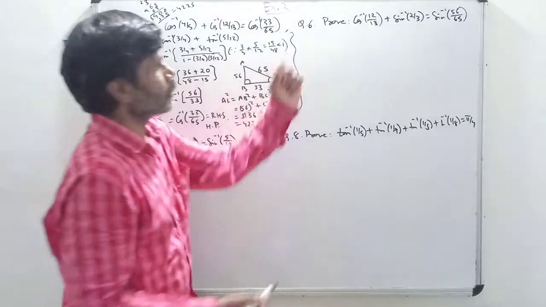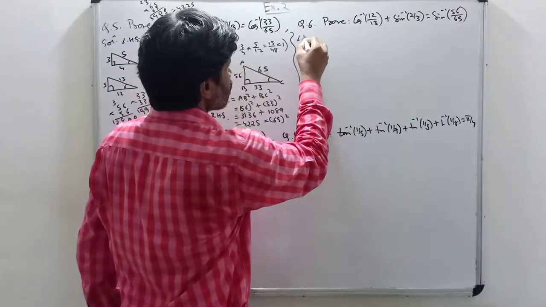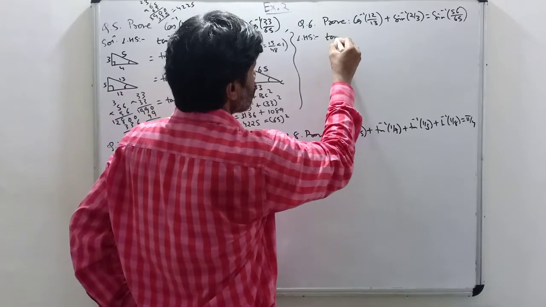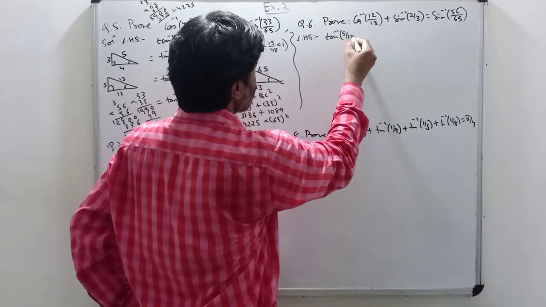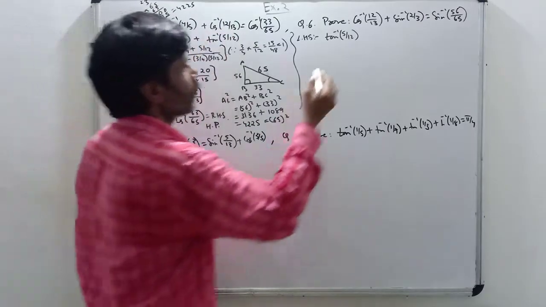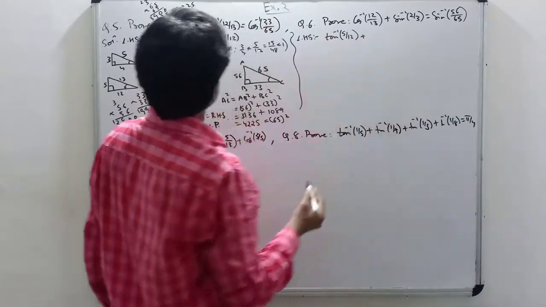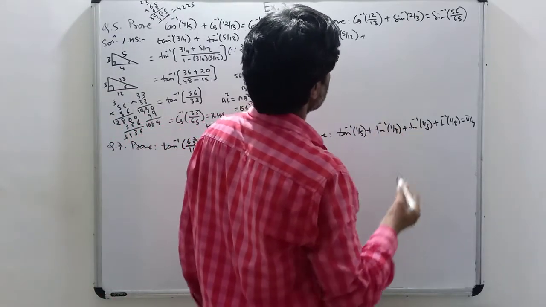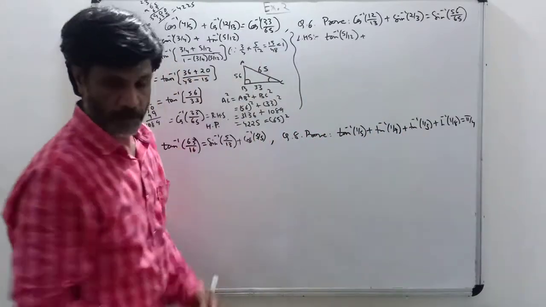Now coming to question number 2. Again I am starting with LHS. Cos inverse of 12 by 13, I can write tan inverse of 5 by 12, same as here. Plus sin inverse of 2 by 3. Or here I think there is a mistake in the question.